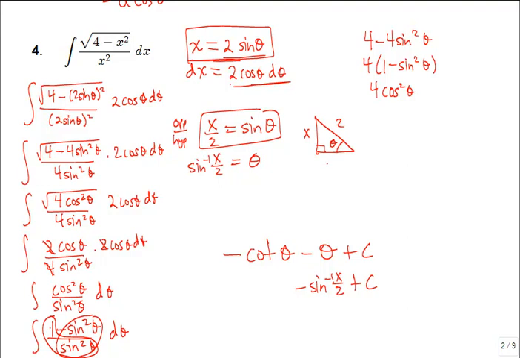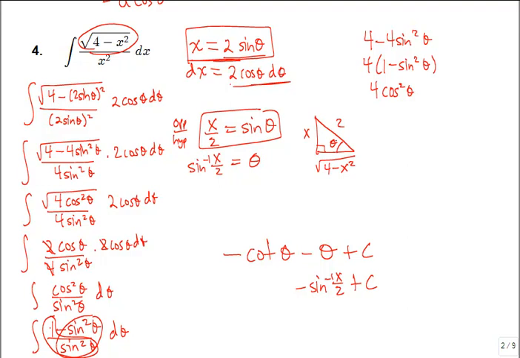What would this adjacent side be? Well, you'd have to use Pythagorean Theorem. It's just going to be this hypotenuse squared minus this leg squared, all under a square root. So the square root of 4 minus x squared. Notice that that's the same thing that we had initially over here. That should show up again.